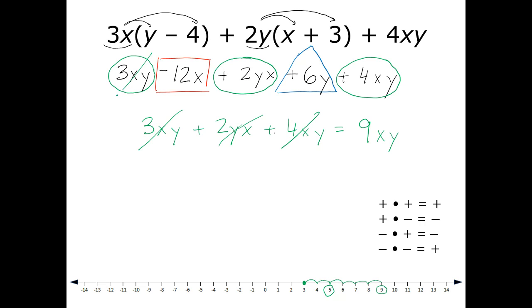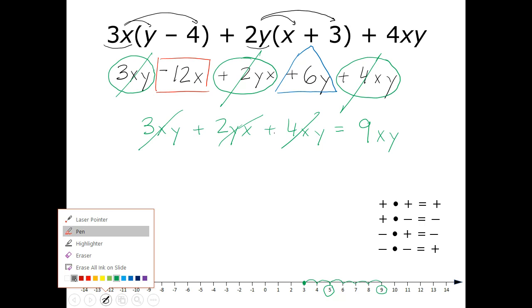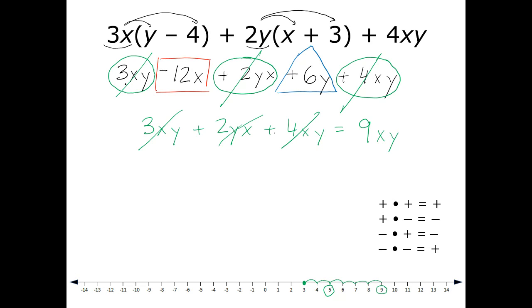Once we're done with that, we're pretty much done because there's nothing we can combine that negative 12x with. It's the only term that has just x. And there's nothing I can combine that positive 6y with. It's the only term that has just a y. So I can go ahead and write down what I have. I combined the 3 green ones, the 3 xy's, so that gave me 9xy. Then the term that just has an x, that one just comes down just the way it is. And the term that just has a y, that one just comes down just the way it is.